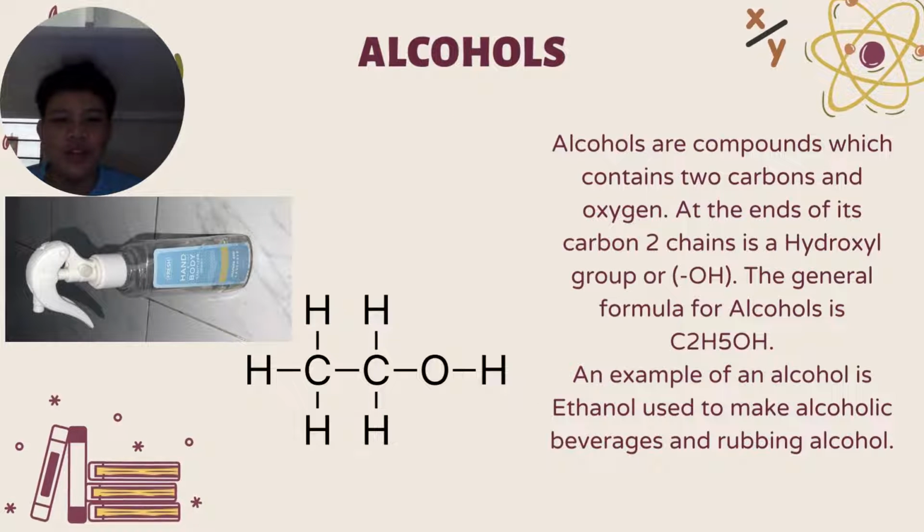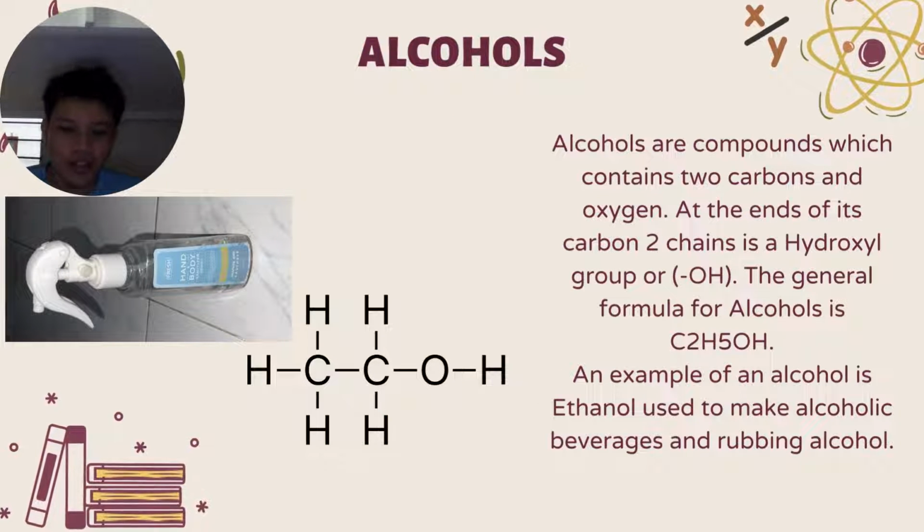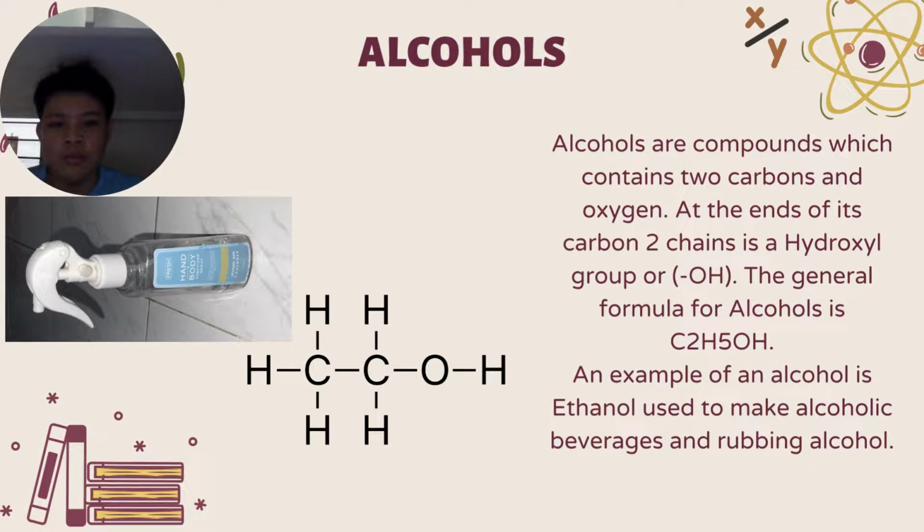Alcohols are compounds which contain two carbons and an oxygen. At the end of its two-carbon chain is a hydroxyl group, or OH. The general formula for alcohols is C2H5OH. An example of an alcohol is ethanol. Ethanol is an alcohol compound used to make alcoholic beverages and rubbing alcohol, like this one.